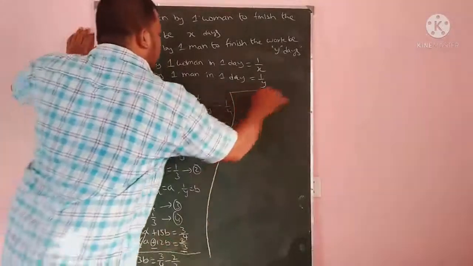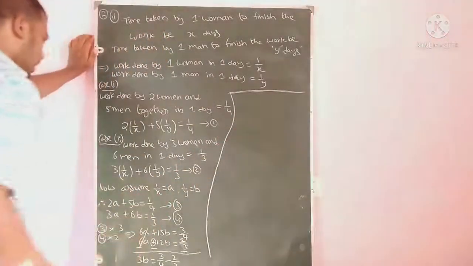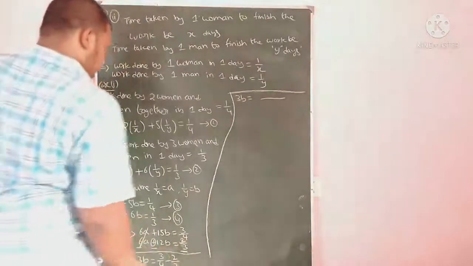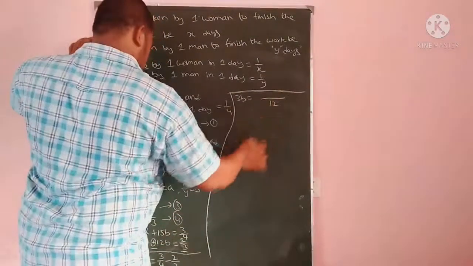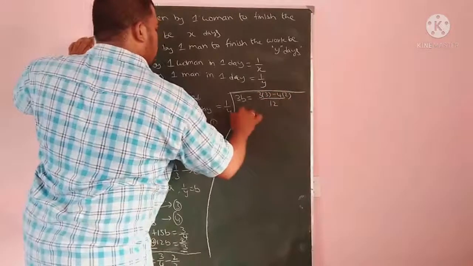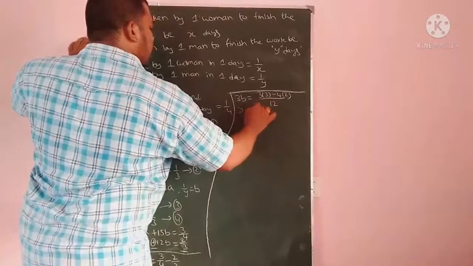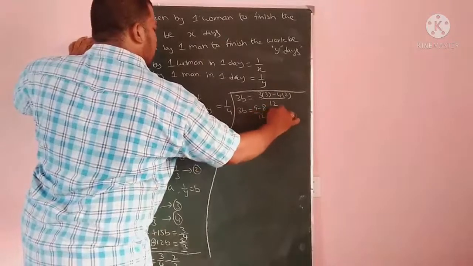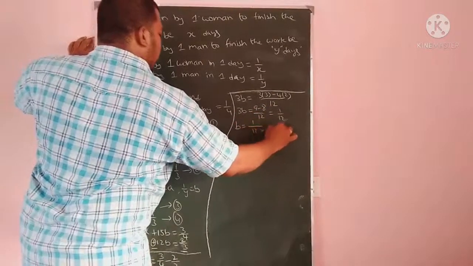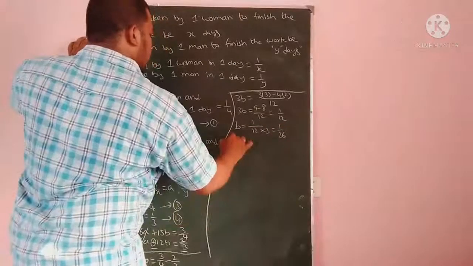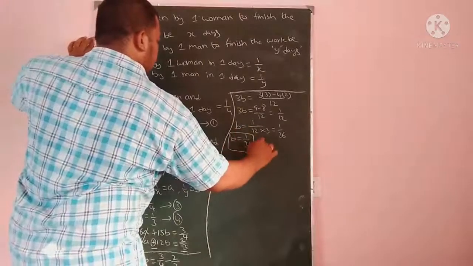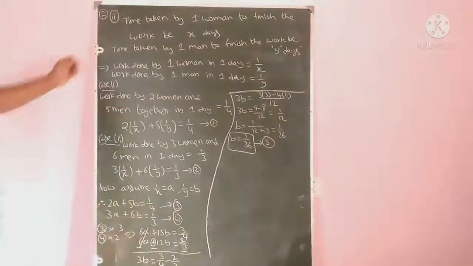So next, continuation I will write here. That means 3b equals LCM for 4 and 3, that is 12, and 3 into 3 minus 4 into 2. So 3b equals 9 minus 8 by 12, that is 1 by 12. Then b equals 1 by 12 into 3, that is 1 by 36. So b equals 1 by 36. Let it be 5.